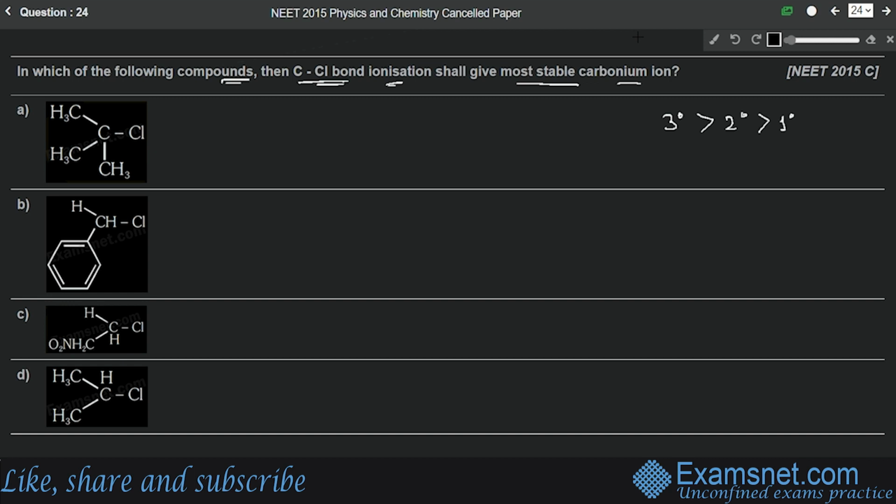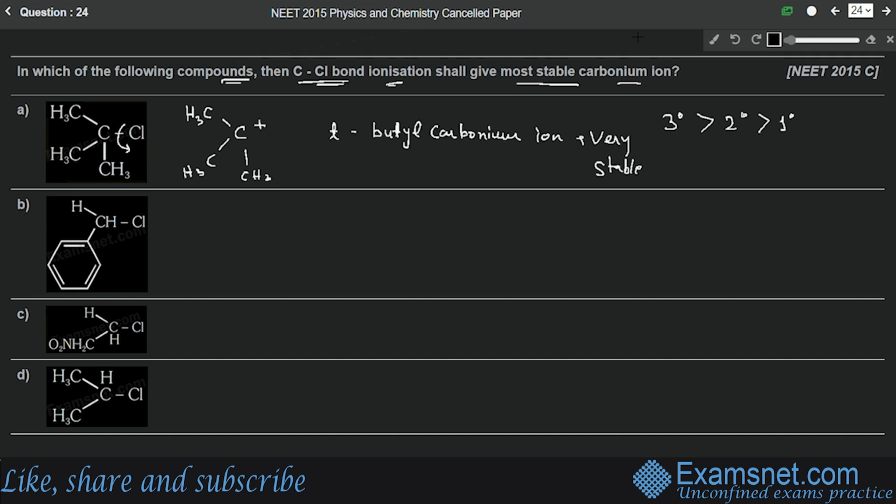Okay, if we check the first one here, the carbocation that will be formed will be the tertiary carbocation. Okay, this is your carbon, this is CH3, then CH3 here and CH3 here. Positive charge on carbon. So this is tert butyl carbonium ion. And this will be very stable.